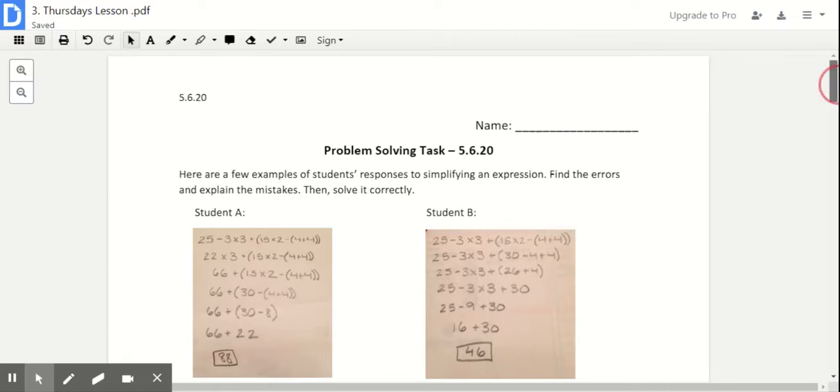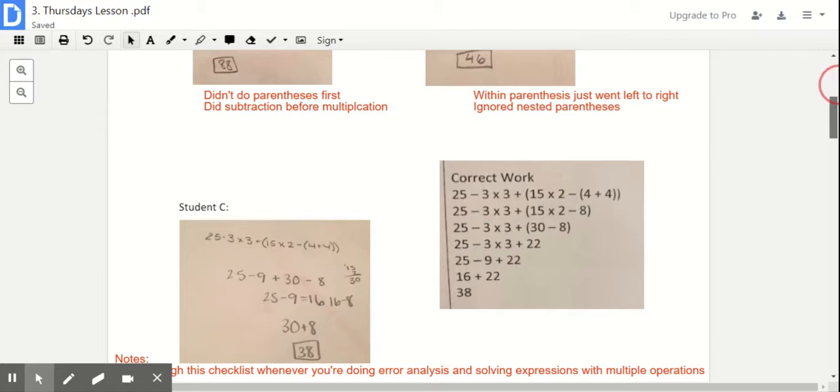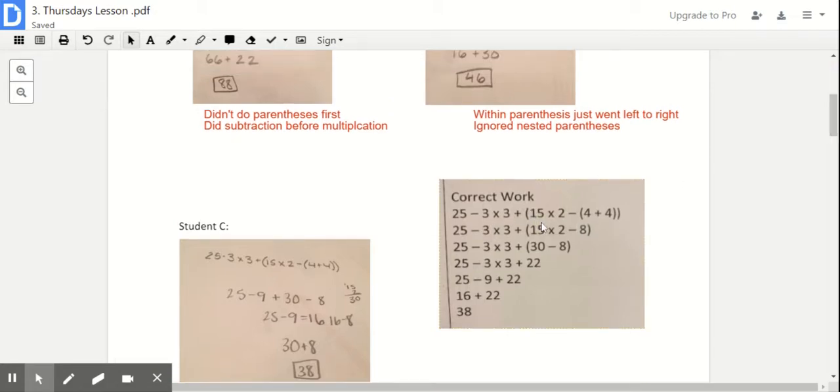Awesome. Welcome back from trying out the work. So the first thing we're going to do is look at the correct work here. So I know that for my work, 25 minus 3 times 3 plus 15 times 2 in parentheses minus 4 plus 4 in nested parentheses. So I'm going to go step by step to get to my final answer.